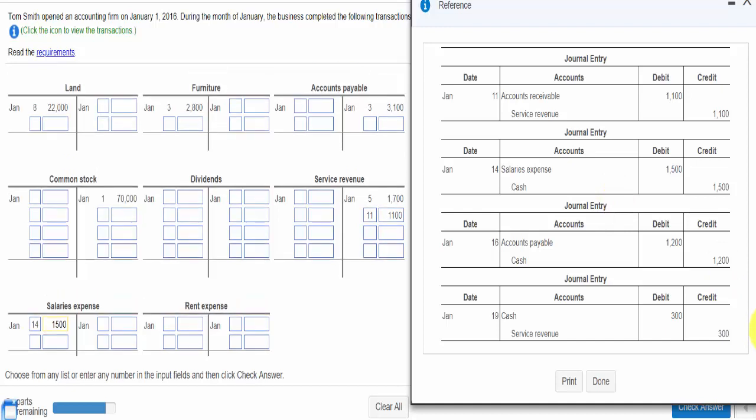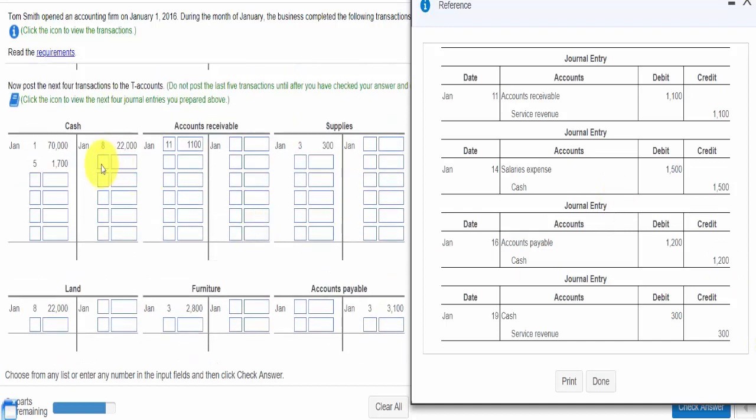We put the cash on 14, the amount of 1,500. Second is account payable. Here is account payable on 16. In the debit section we select debit and see the account payable amount is 1,200 and cash is credit. Here cash is on 16, credit the cash amount 1,200.